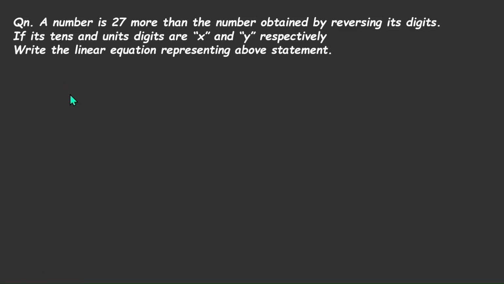So our number would be xy, which can be written as 10x plus y, because x is in the tens place and y is in the units place. So it becomes 10x plus y. And the reverse digit number here would be yx. So that can be written as 10 into y plus x. And the information now given to us is this number is 27 more than the number obtained by reversing its digits. So xy minus yx, because that is the number we get by reversing its digits. So xy minus yx is equal to 27.